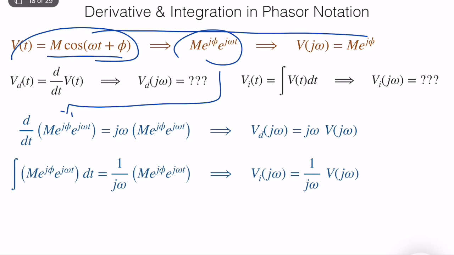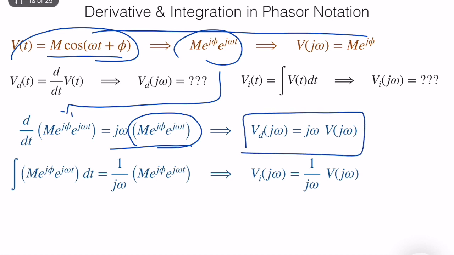If we take the derivative, we will obtain this formula: j omega times this signal. But we know that this already belongs to the middle transformation of V of t. So technically, the derivative is very easy. If your input signal is V of t and the output signal is its derivative, in the phasor domain you compute the phasor quantity V of j omega times j omega. So taking the derivative of a signal is equal to multiplication by j omega in the phasor domain, to compute the phasor transform version of this output signal.